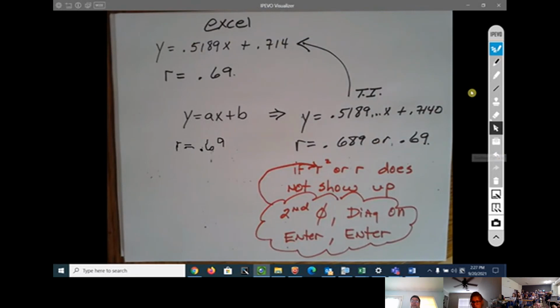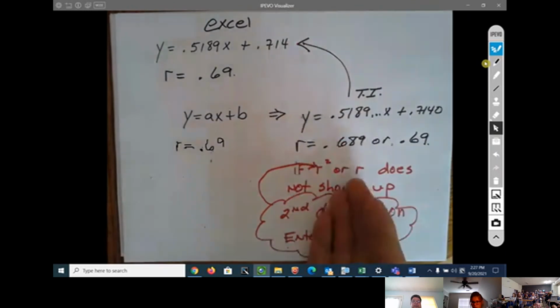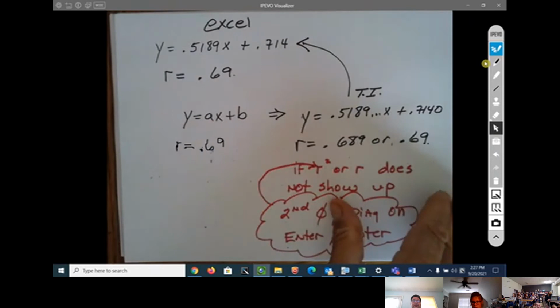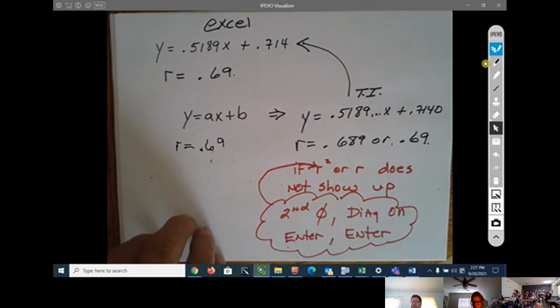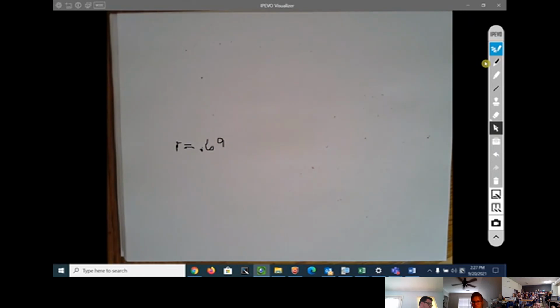All right, let's do another problem. Now remember, you will use the Excel spreadsheet or your calculator on the test on these. I'm not going to ask you to do this by hand. It takes too long and it's too tedious. You're welcome. All right. Let's do another one.